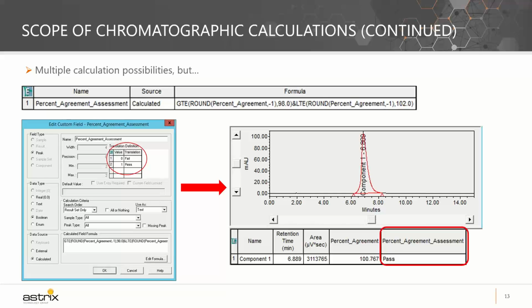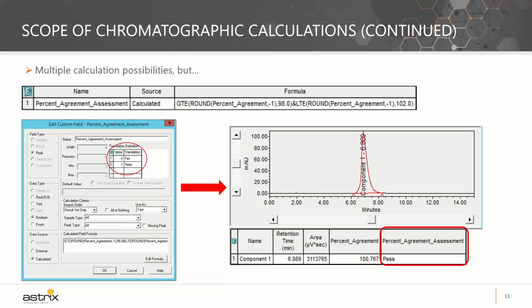So if the numeric outcome of a calculation, percent agreement in this case, falls within the range of 98.0 to 102.0, Empower will translate the assessment to pass. If it falls outside this range, it will translate to fail. In our situation here, the result was 100.8, and we see that the assessment translated that to pass. There's nothing wrong with having this calculation in Empower.